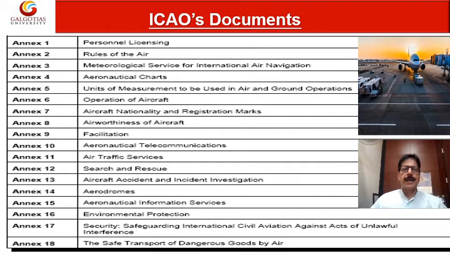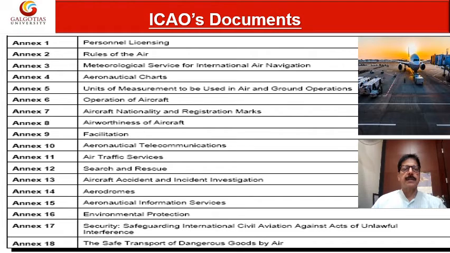Now, ICAO, as it has been invested with so many duties to ensure smooth flow of air traffic and to ensure safety of the aviation sector, has issued various documents. They are called annexures. We have 18 annexures lined up.